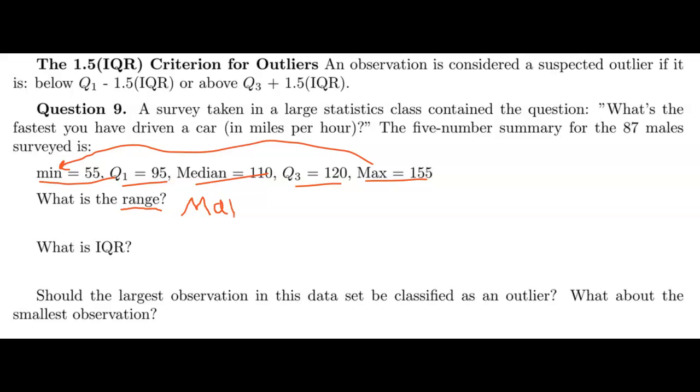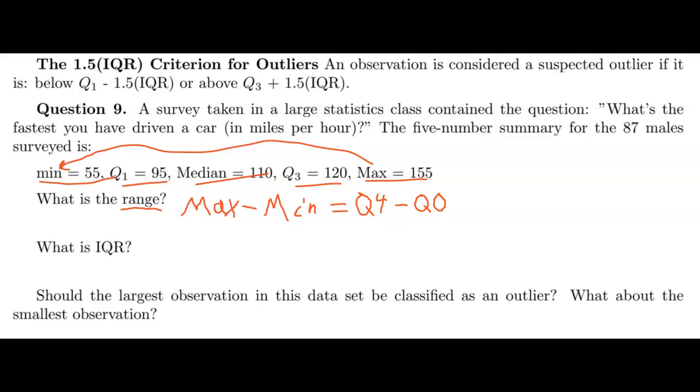Max minus min, I'm also going to remind you, is the same as quartile 4, that's the 100% mark. Everything is below the 100% mark. Minus quartile 0, where 0% of the data is below that mark, the minimum.